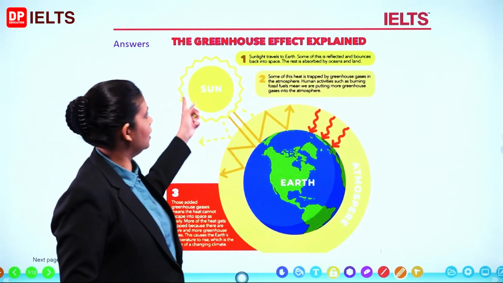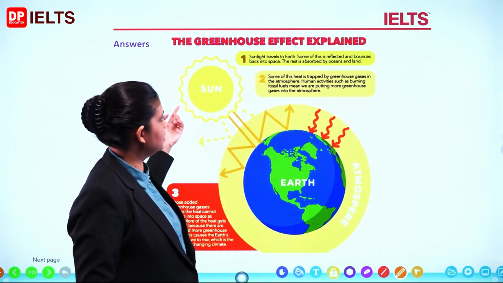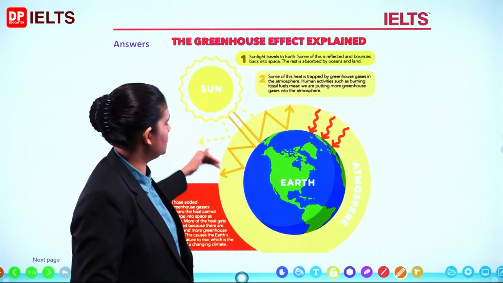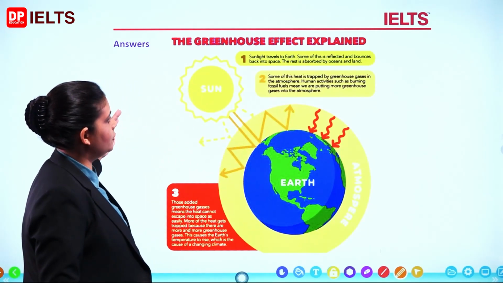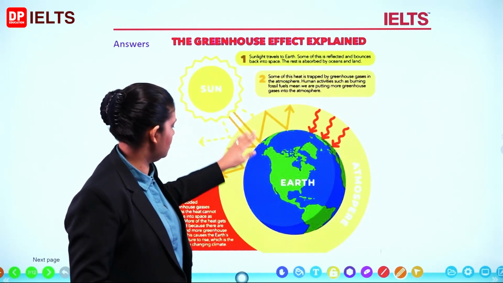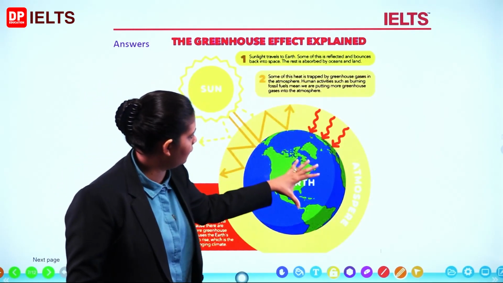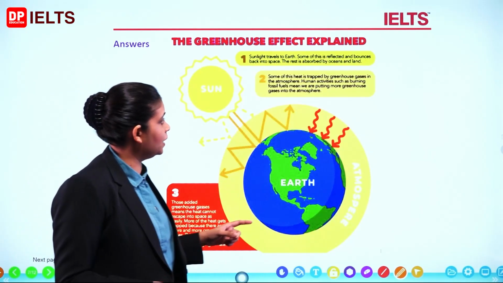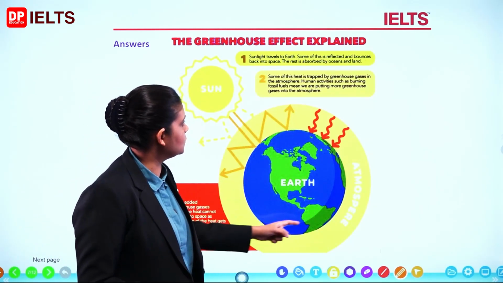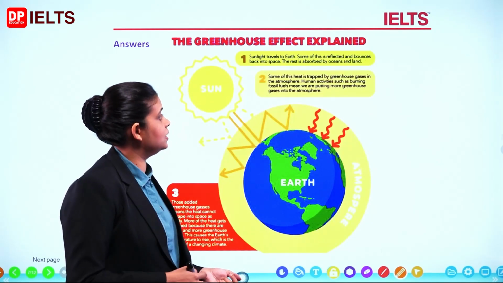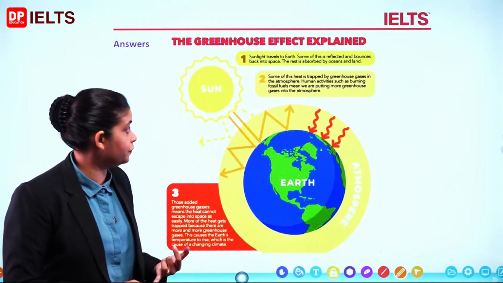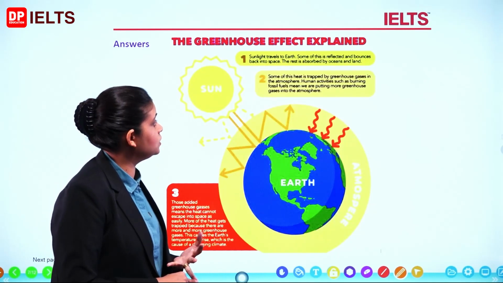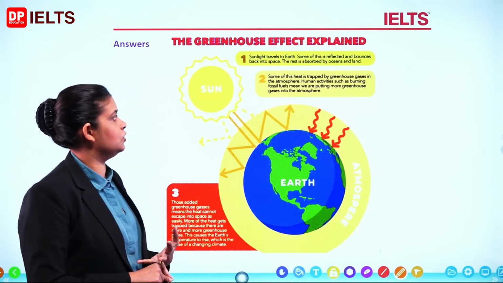Sunlight travels to Earth. Some of it is reflected and bounces back into space. The rest is absorbed by the oceans and land. Some of this heat is trapped by greenhouse gases in the atmosphere. Human activities such as burning fossil fuels mean we are putting more greenhouse gases into the atmosphere.